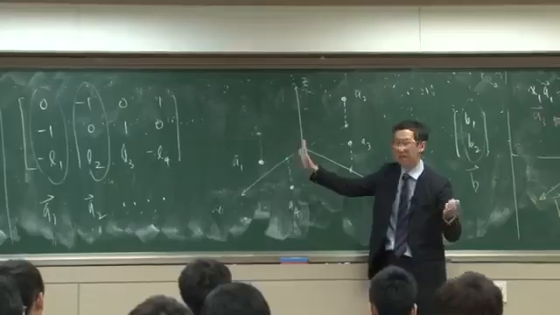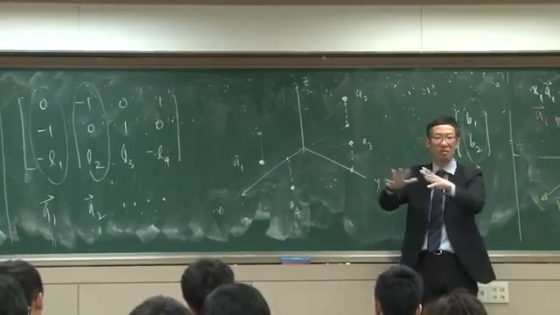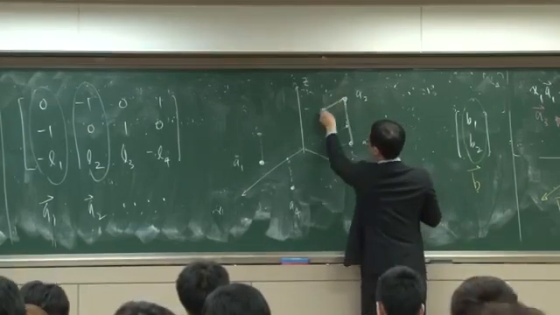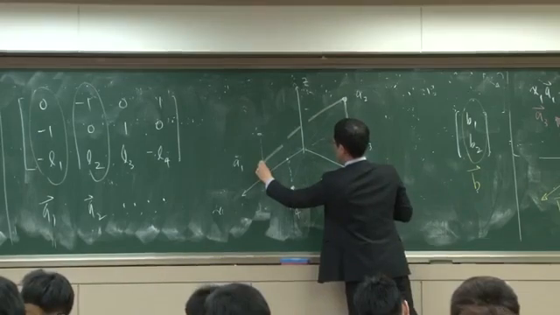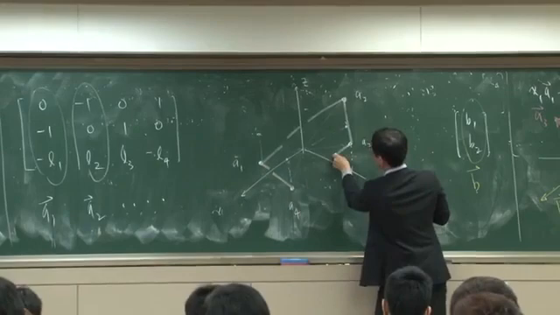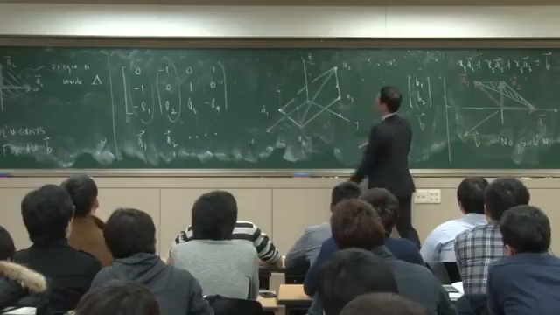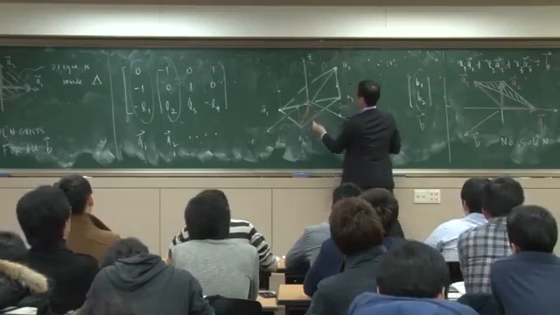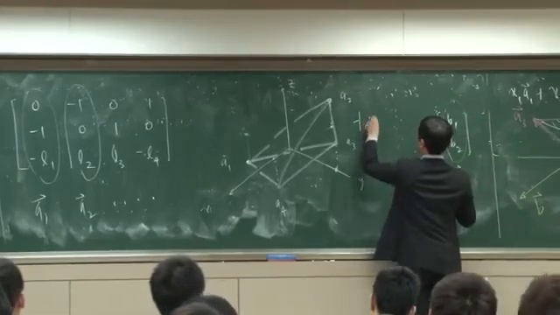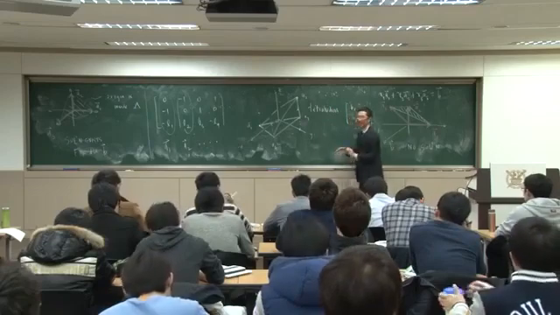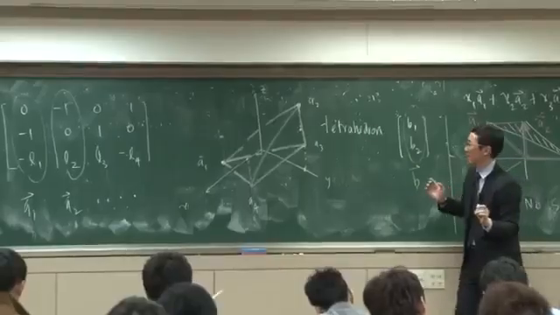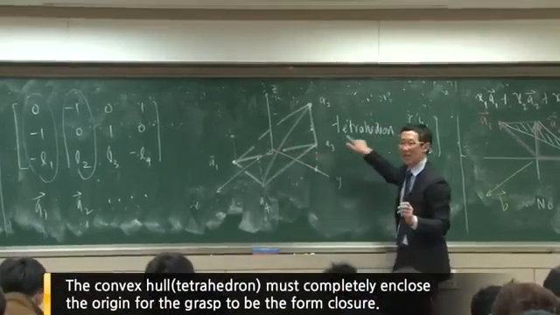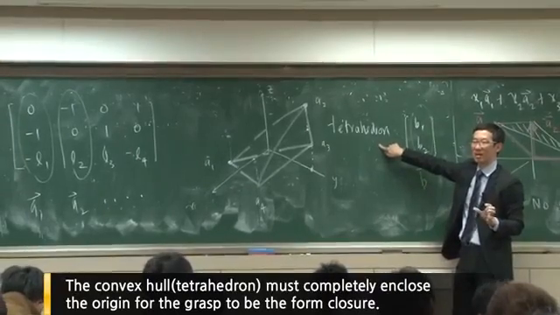Another way to say that is that the shape, the volume, obtained by connecting these, something like that, and there's also that, there we go. This is a tetrahedron. What's the equivalent condition? We want the origin to be inside the volume of this tetrahedron for this to be form closure.